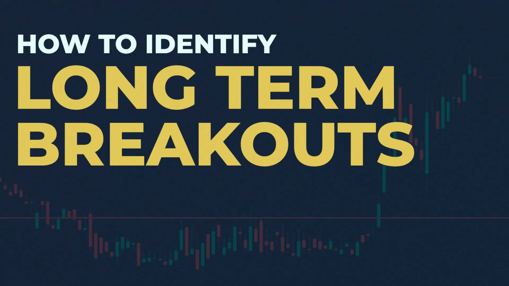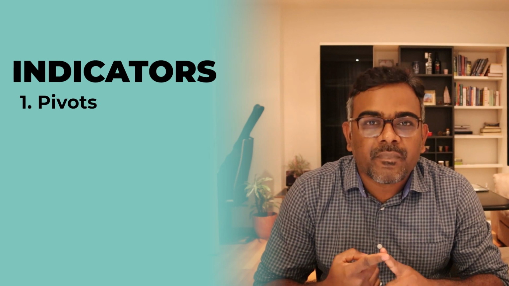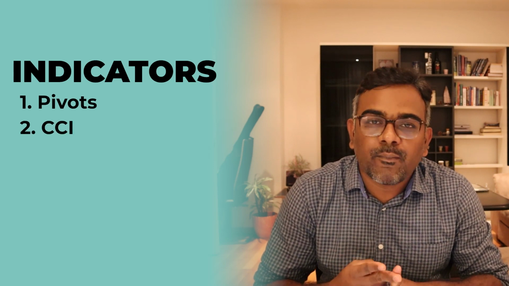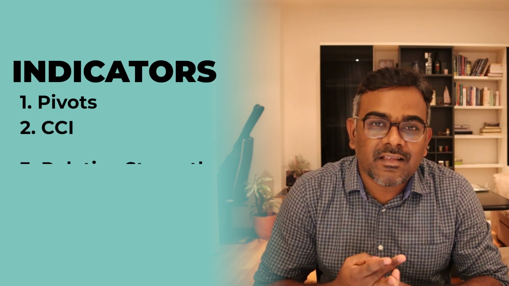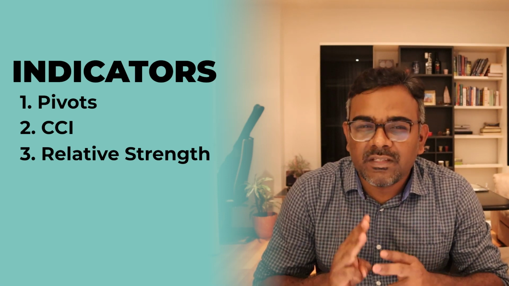Today's video is a very interesting video because I'm going to teach you how to identify long-term breakouts for investment or even for positional trading using three indicators. One is pivots, second one is the CCI or the commodity channel index, and the third is relative strength. It's not RSI but relative strength. So we're going to use these three indicators.